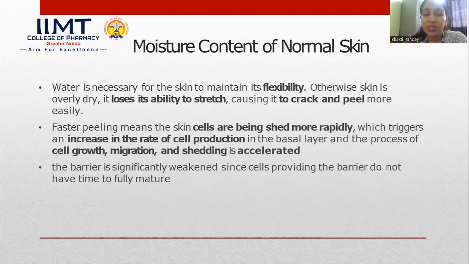Faster peeling means the skin cells begin to shed rapidly, which triggers an increase in the rate of cell production in the basal layer, and the process of cell growth, migration, and shedding is accelerated. The barrier is significantly weakened since cells providing the barrier do not have time to fully mature.